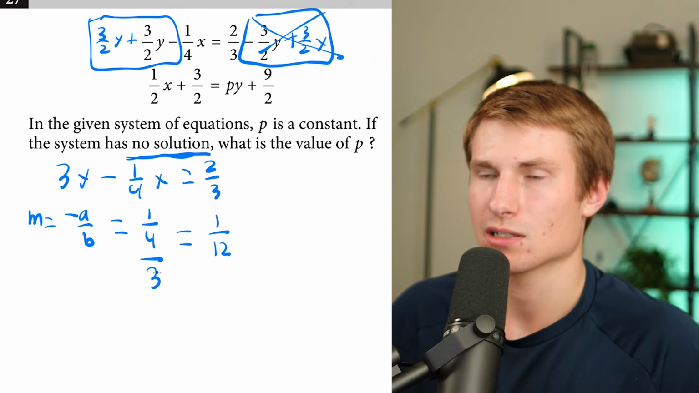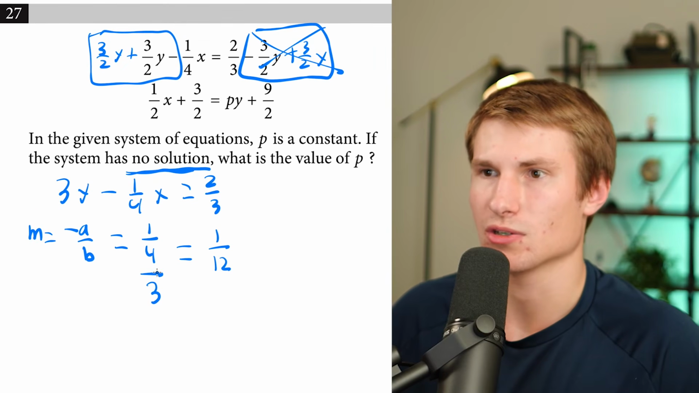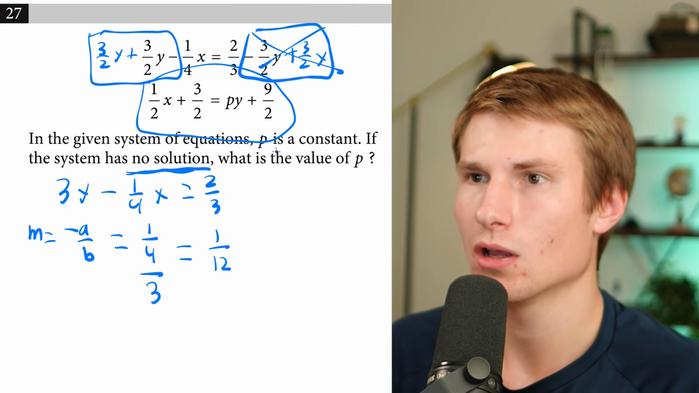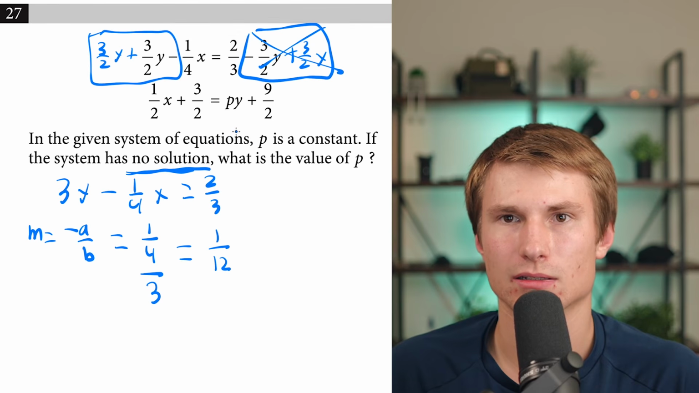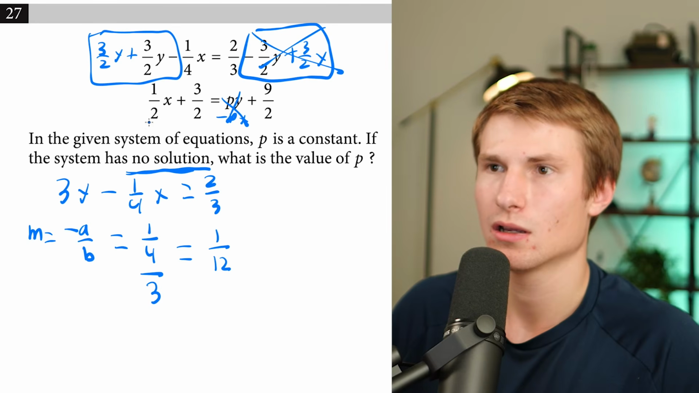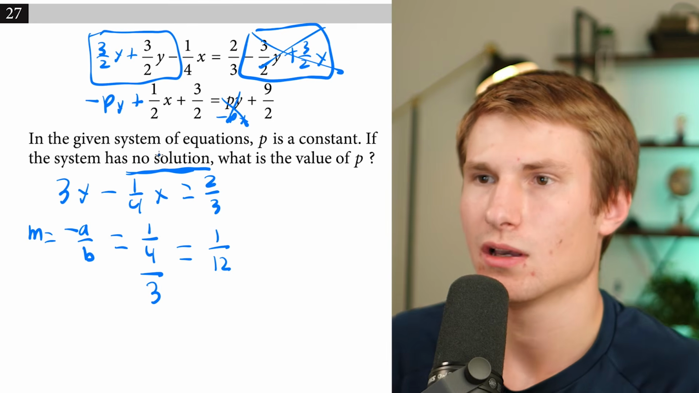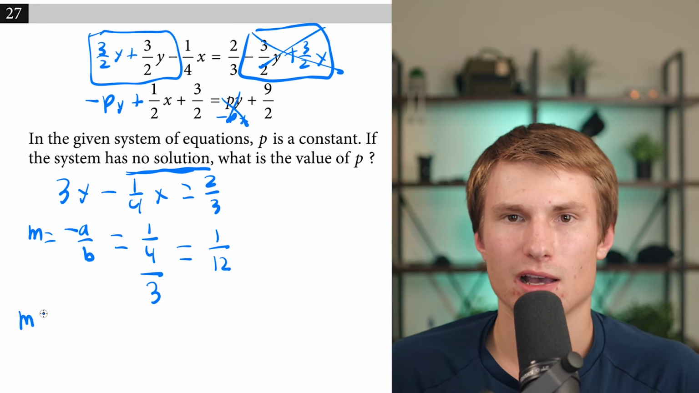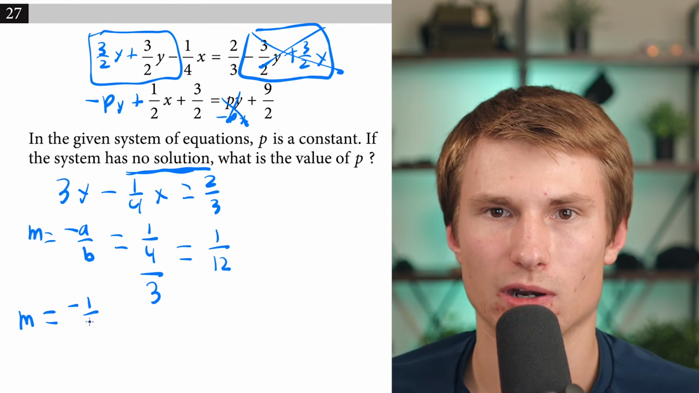Now we need to get the same slope, so 1/12, in this equation down here. So let's get this in the same standard linear form. Let's subtract py from both sides here. So we got minus py plus 1/2 x. Let's go ahead and get that same slope of 1/12. So we've got m equals negative a. We know our a value is 1/2, so negative 1/2.